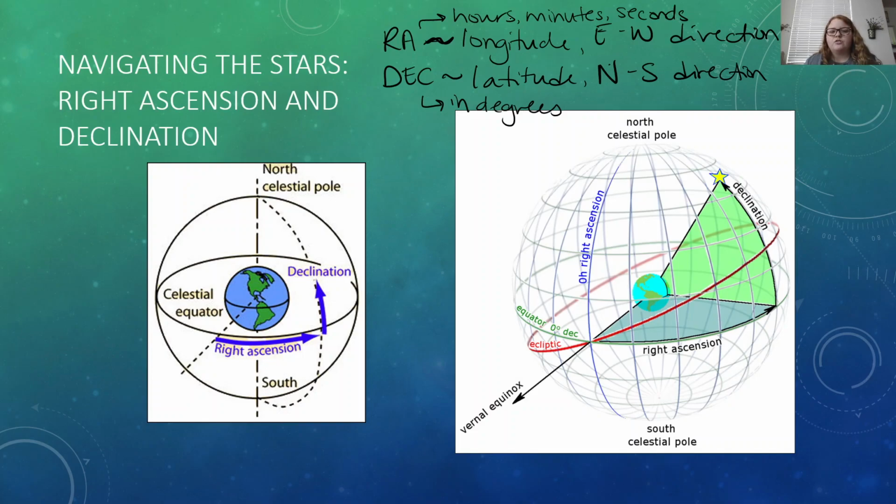The reason the right ascension is in hours, minutes, and seconds is because that is how we tell time. It takes 24 hours for the Earth to rotate. Therefore, we use this to tell our time. So there will be 24 hours of right ascension all the way around the equator here.